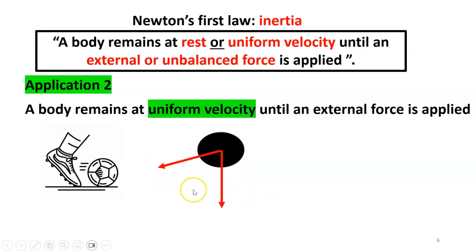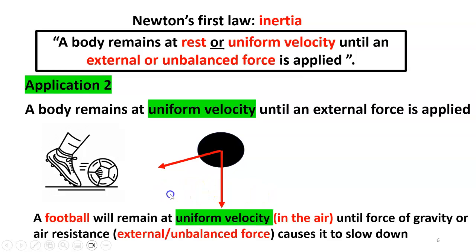So how do we put that into action? We need to say that a football will remain at uniform velocity in the air until the force of gravity or air resistance, which is an external or unbalanced force, causes it to slow down. Now, what you're looking to make sure you do is you've got this and applied it to the sporting example. So hopefully that is pretty straightforward. So that's our first focus on that.